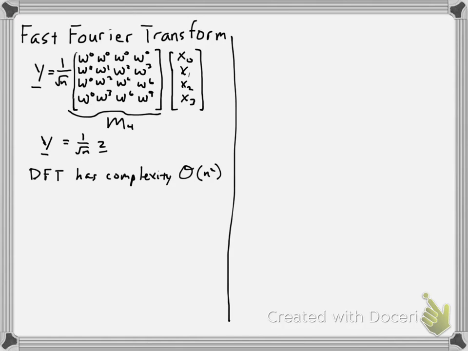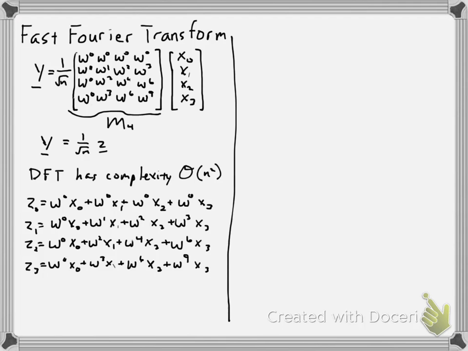Alright, so to go through the details of the fast Fourier transform, recall that I've labeled y as 1 over root n z, so we get rid of the 1 over root n, and I'm going to write the components of z. z0 is equal to omega 0 x sub 0 plus omega 0 x sub 1 plus omega to the 0 x sub 2 plus omega to the 0 x sub 3.